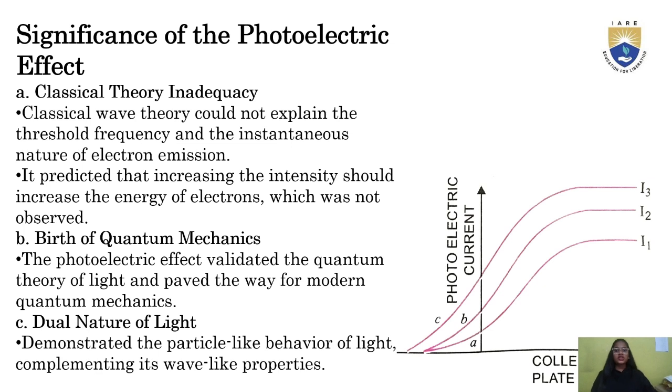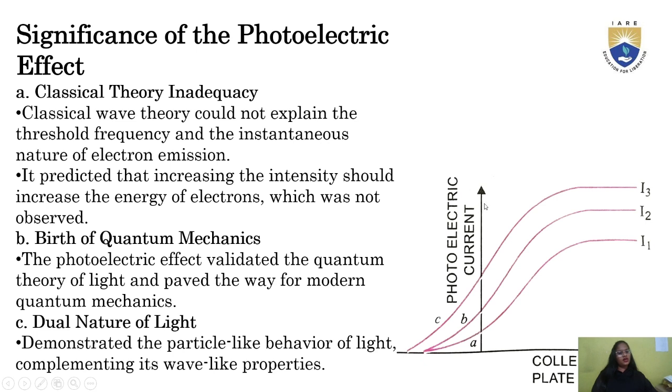Let us get to know about the significance of the photoelectric effect. Classical theory inadequacy: classical wave theory could not explain the threshold frequency and the instantaneous nature of electron emission. It predicted that increasing the intensity should increase the energy of electrons, which was not observed. Birth of quantum mechanics: the photoelectric effect validated the quantum theory of light and paved the way for modern quantum mechanics. Dual nature of light: it demonstrated the particle-like behavior of light, complementing its wave-like properties.